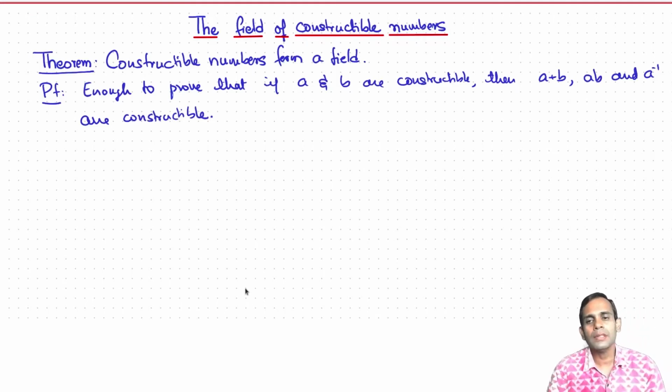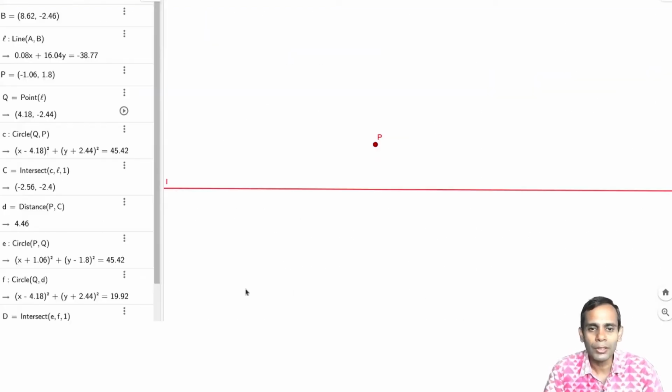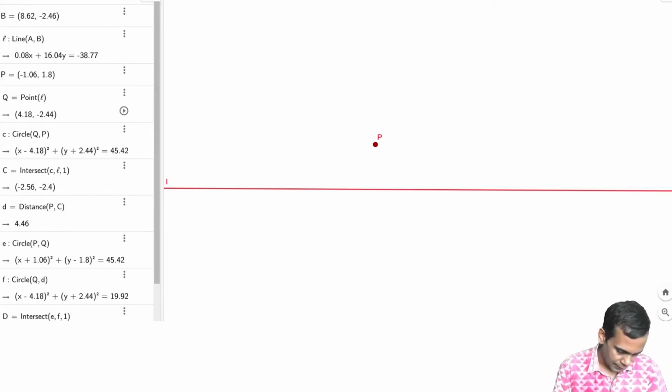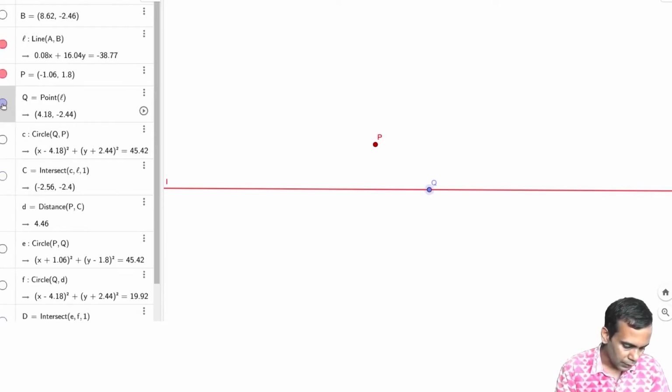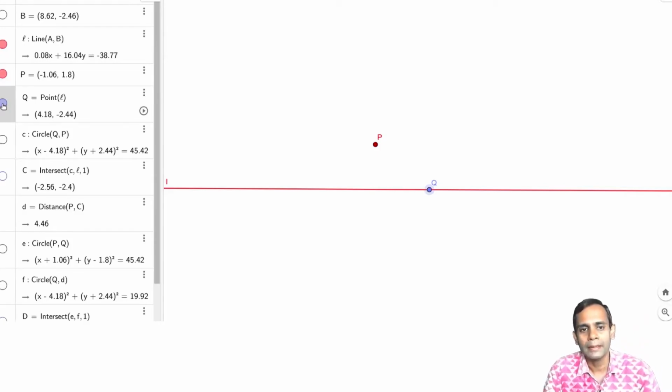To do this, we'll make use of a certain very standard construction with straight edge and compass, which is the construction of parallel lines. Of course, I'm sure you've seen all this before, but let's just do this carefully once using GeoGebra. The construction is the following. You're given a line L and a point P, and the task is to construct a line that passes through P and is parallel to L.